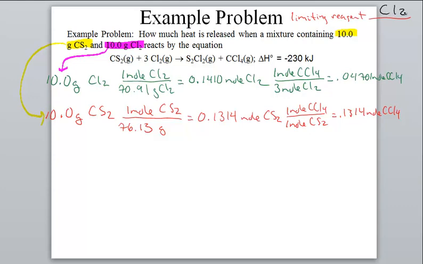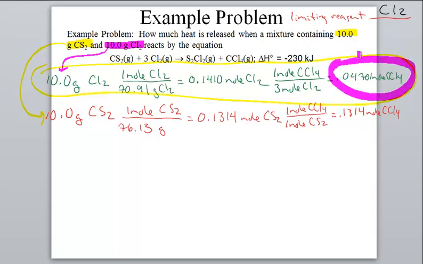Okay, we need to figure out how much heat is released in this exothermic process. We can use anything that's part of the limiting reagent, so we could start with any of those quantities. We could start with 10 grams of chlorine, 0.1410 moles of chlorine, or 0.04701 moles of carbon tetrachloride. We know this amount was formed, so we could use its mole-to-energy relationship, or we know this mole quantity of chlorine was used up. We could start with either one of those numbers.